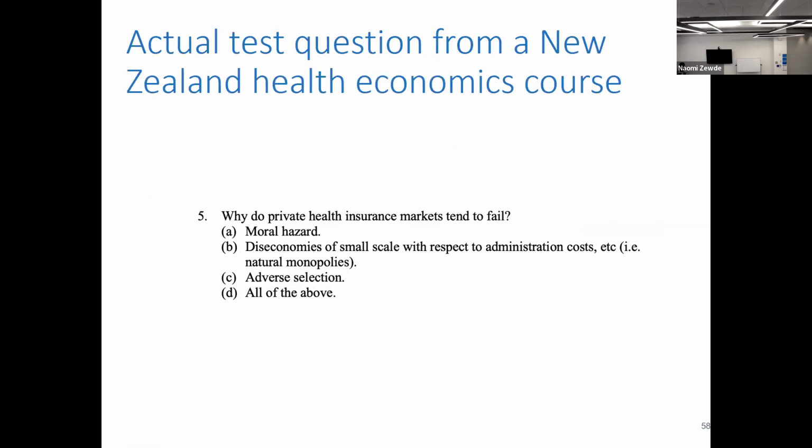This is an actual test question from a health economics course in New Zealand. We have a bank of test questions through IHEA, the International Health Economic Association, where we can share test questions, and this was one of the ones from New Zealand. Why do private health insurance markets tend to fail? A, moral hazard; B, diseconomies of scale with respect to administrative costs, i.e. natural monopoly of the insurance company; C, adverse selection; or D, all of the above. I think the answer was D. All of them, right? Yeah.